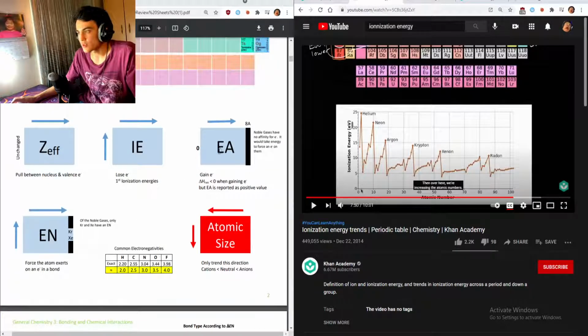Noble gases have no affinity for an electron. It would take energy to force an electron onto them.